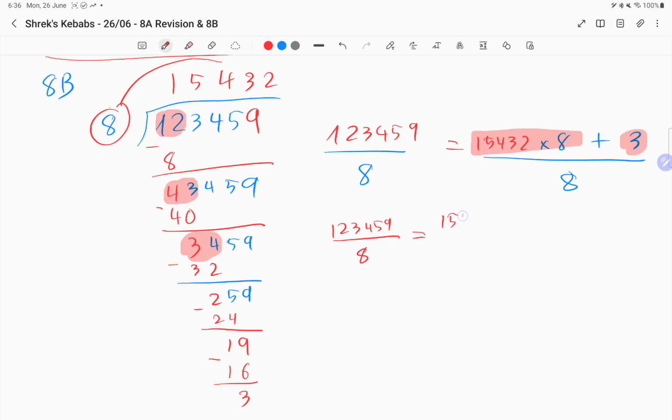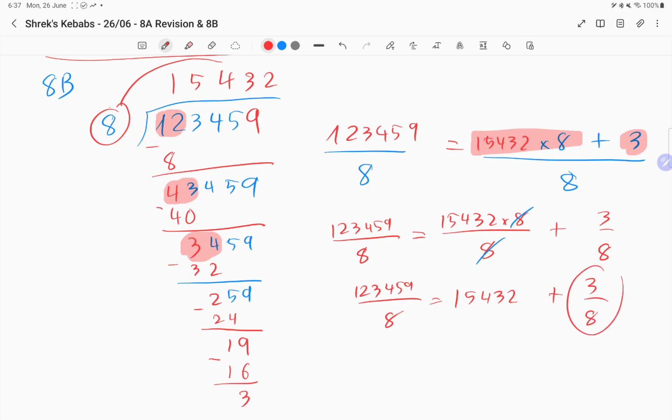So I split up the fraction into 15432 times 8 over 8 and then plus 3 over 8. Does it make sense? Instead of adding fractions, I split that into 2 separate fractions. And look what happens. The 2 8s here will cancel out. So which means I've got 1, 2, 3, 4, 5, 9 over 8 is equal to this number and then plus 3 over 8. Do you see where the 3 over 8 comes from now? Yeah? You have to divide both sides by 8, and then when you simplify part of the fractions on the right hand side, it will be the quotient.